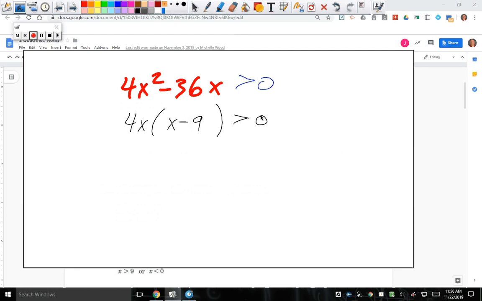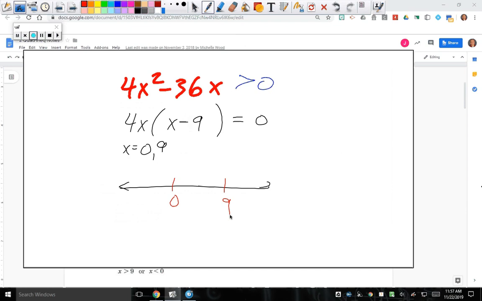Okay? Again, for the purpose of quickly getting my answers, I'm just going to pretend it says equal to 0. Pretend. You're going to change it back. But pretend that it says equal to 0. So what are my 2 answers right here? 0 and 9. Perfect. So I will write out my number line, 0 and 9, and then test the points and see what I get.